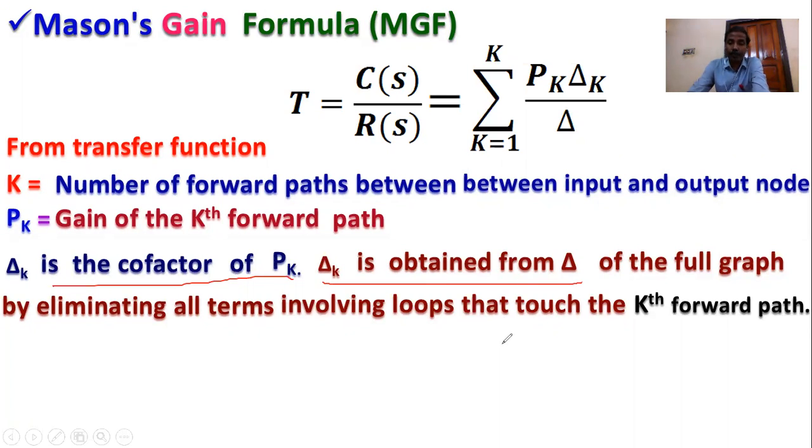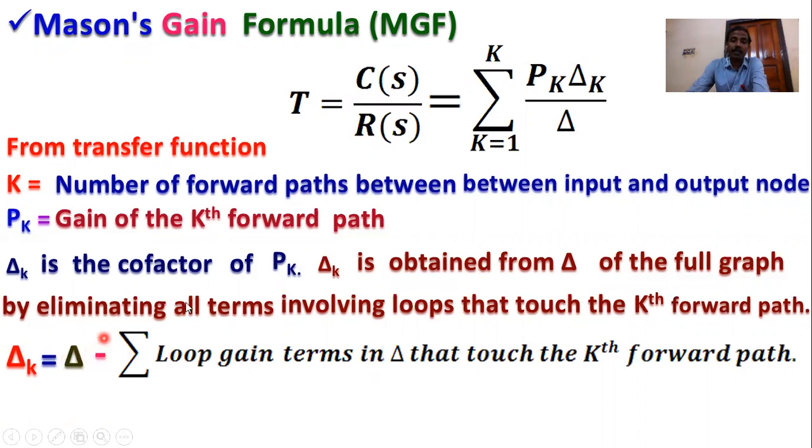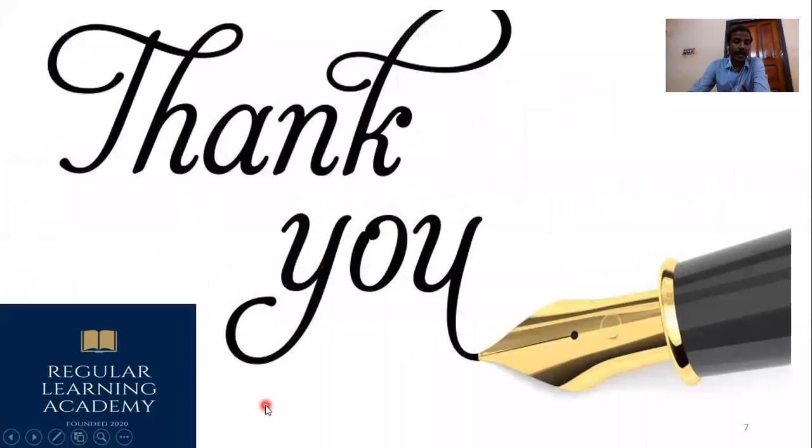What is the formula of delta k? Delta k equals delta minus the summation of loop gain terms in delta that touch the kth forward path. This is the delta k.